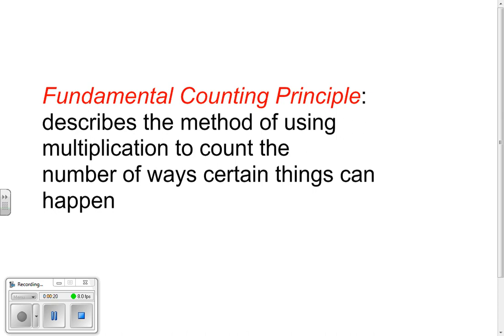So fundamental counting principle is something we'll use in here anytime we have things like categories, and I'll explain that in a little bit, or things like choices.